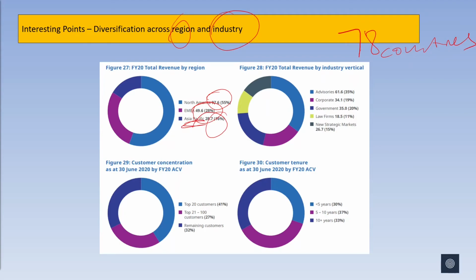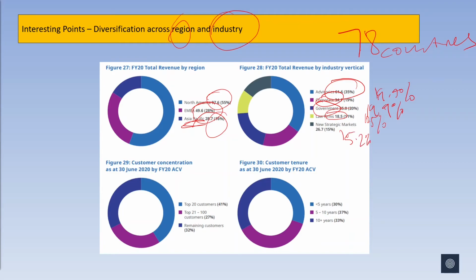Nuix's customers are predominantly categorized as follows: advisory and service providers, which includes the big 4 accounting firms, 35.0% of FY 2020 revenue. Governments, including law enforcement agencies and regulators, 19.9% of FY 2020 revenue. Corporates, including multinational enterprises, 19.4% of FY 2020 revenue. Law firms, approximately 10.5% of FY 2020 revenue, as well as the general category of new markets, which is 15.2%.